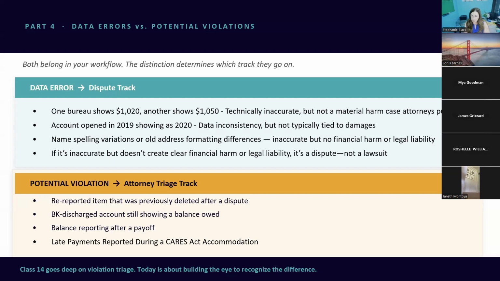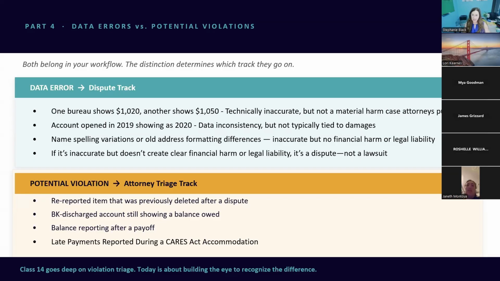Then we have a dispute track where we know there's an actual error, like the examples here. One bureau shows 1,020 and another shows 1,050. That is technically inaccurate, right? It is a violation, technically. Obviously, no attorney's going to take this, right? This is where I think some people get confused. There's no material harm caused because a $30 difference in a balance is being reported. But you can dispute this, right? It is disputable.